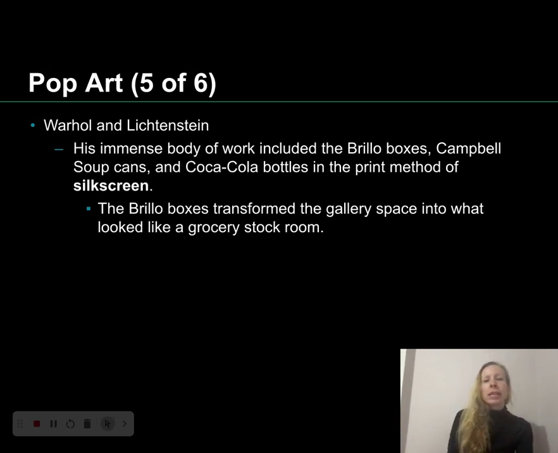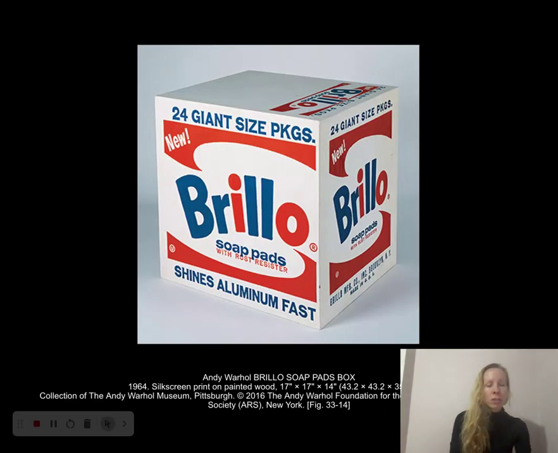His immense body of work included Brillo boxes, Campbell soup cans, and Coca-Cola bottles, and he used the print method of silk screen. The Brillo boxes transformed the gallery space into what looked like a grocery stockroom. So this is also high art and low art. He's basically just reproducing a Brillo box that would be sold in a store, and then putting it in a museum or gallery space, elevating it to a higher status.